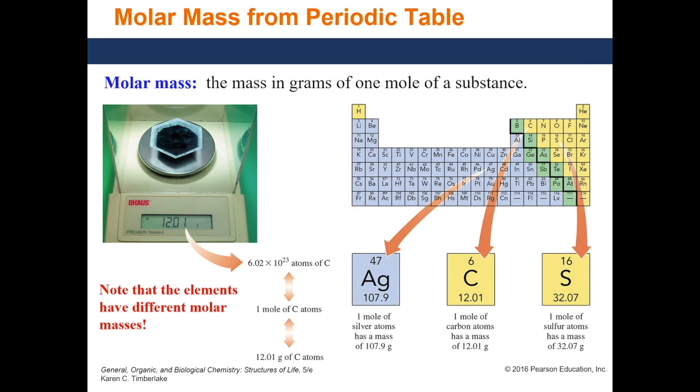For instance, if you look at the periodic table, the number at the bottom would tell you that 1 mole of carbon weighs 12.01 grams. 1 mole of silver weighs 107.9 grams. 1 mole of sulfur weighs 32.07 grams. So for each element you just have to look at the periodic table. So molar mass is the mass in grams of 1 mole of a substance. This is when we are talking about an element.